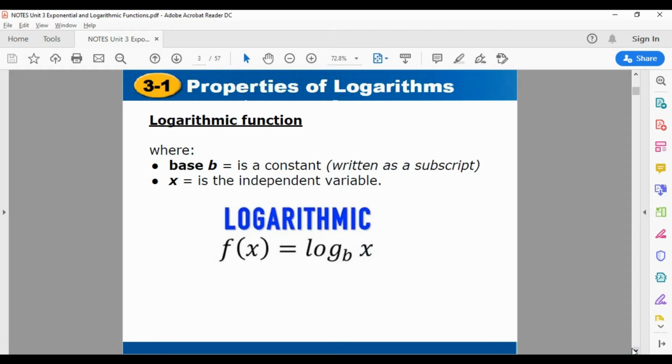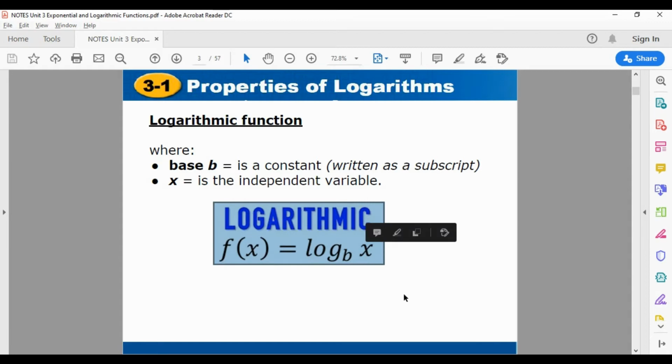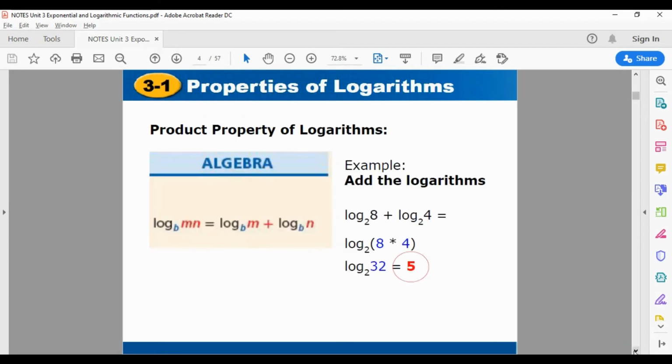When comparing that to the logarithmic function, the base is written as a subscript this time, so that tells you what you're looking for, and the independent variable is written in line with the logarithm. So the notation is going to look a little bit different from what we're used to, but it's okay.